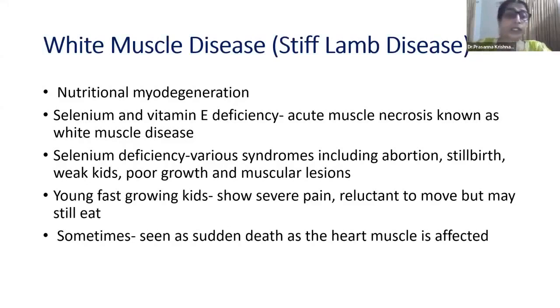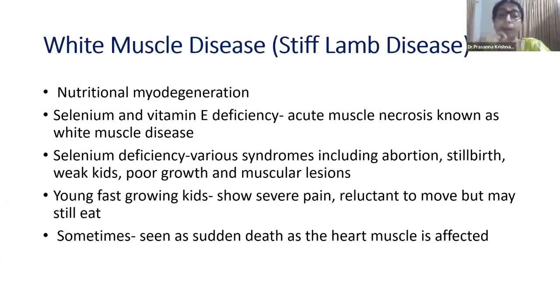There will be acute muscle necrosis, and we call it white muscle disease. The culprit is selenium deficiency and vitamin E deficiency. It is more commonly seen in young, fast-growing kids. They show severe pain and are reluctant to move, but they have the tendency to eat. Sometimes it ends up as sudden death when the cardiac muscle is affected.